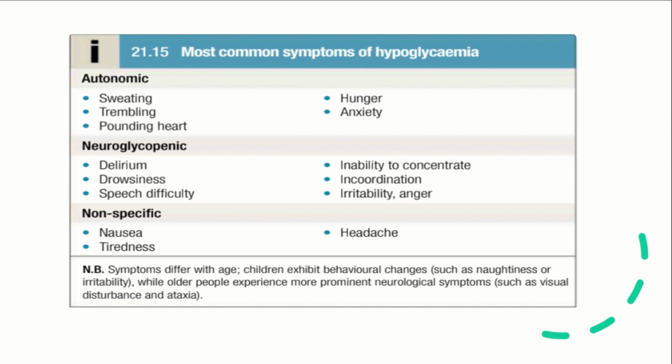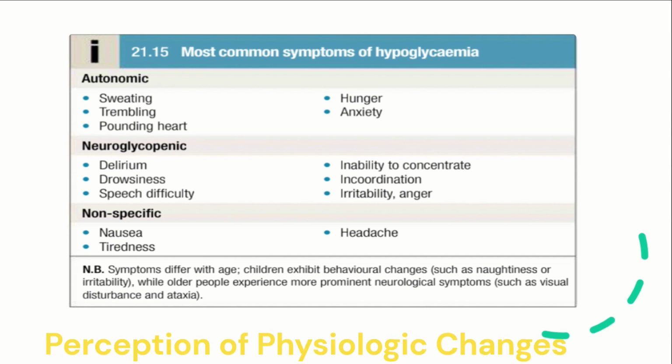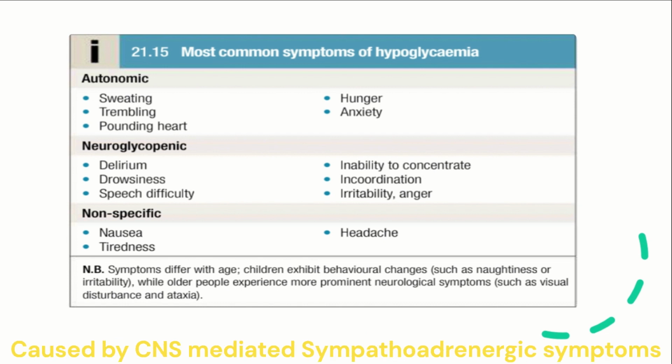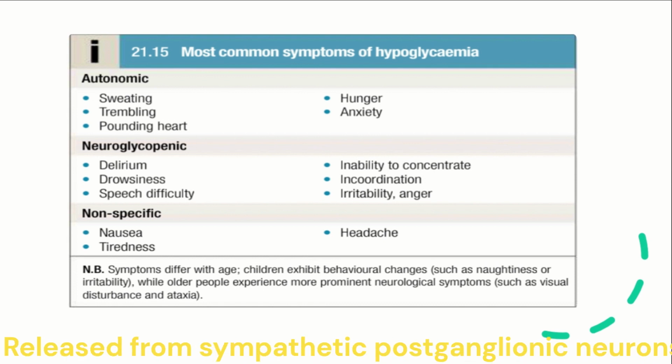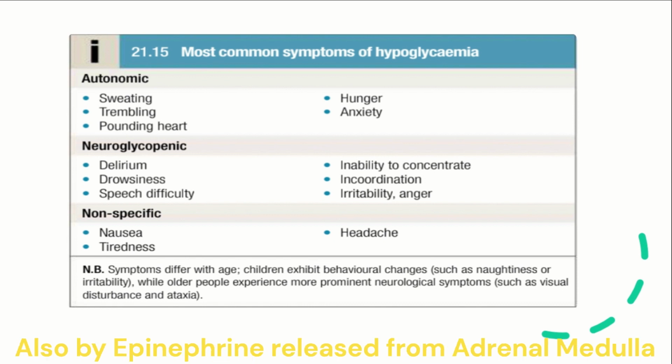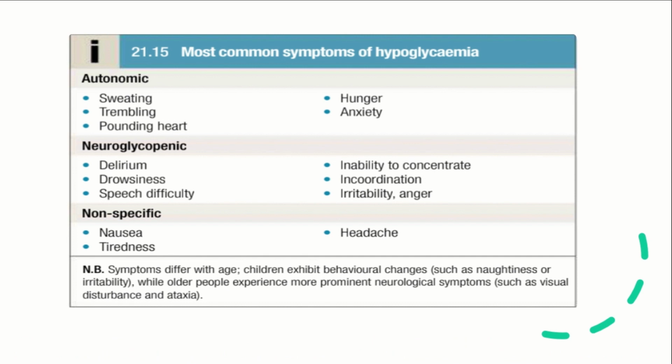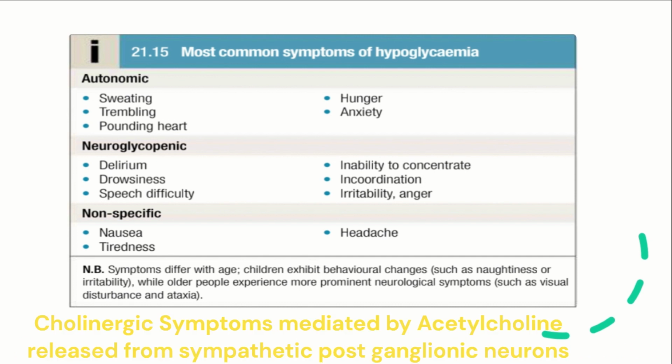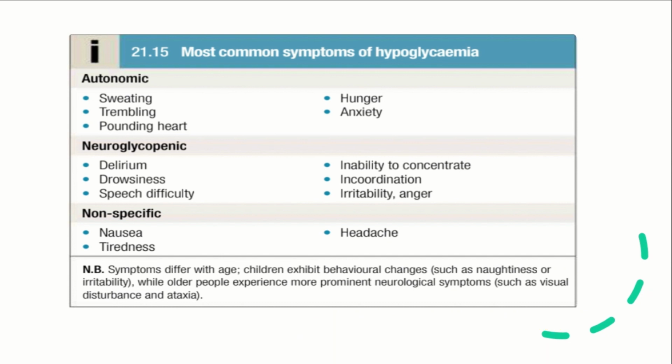Neurogenic, or autonomic, manifestations of hypoglycemia result from the perception of physiologic changes caused by the CNS-mediated sympathoadrenergic symptoms, mediated largely by norepinephrine released from sympathetic postganglionic neurons but perhaps also by epinephrine released from the adrenal medullae, such as palpitation, tremor, and anxiety, as well as cholinergic symptoms, mediated by acetylcholine released from sympathetic postganglionic neurons, such as sweating, hunger, paresthesias. Clearly, these are nonspecific symptoms.